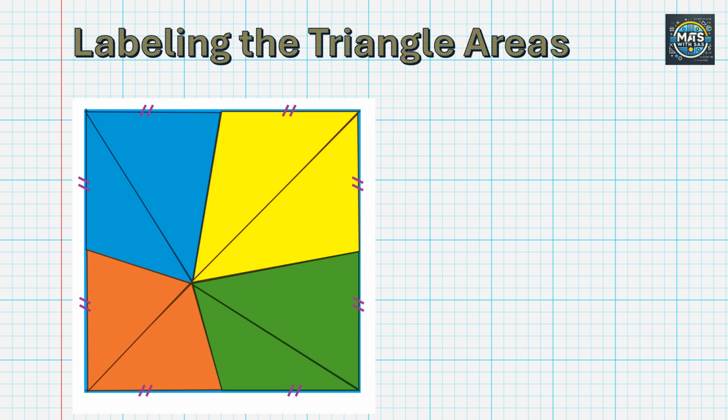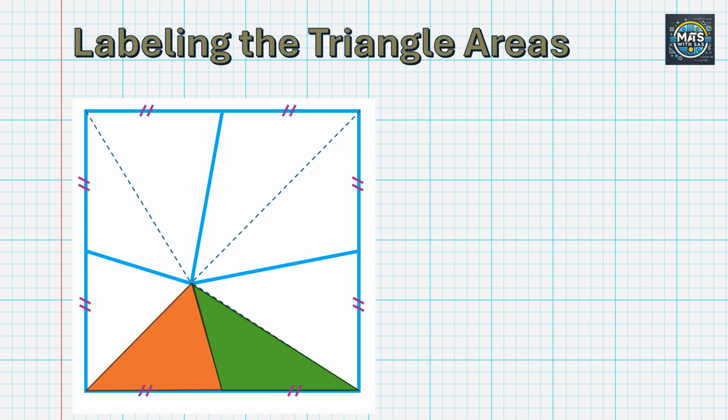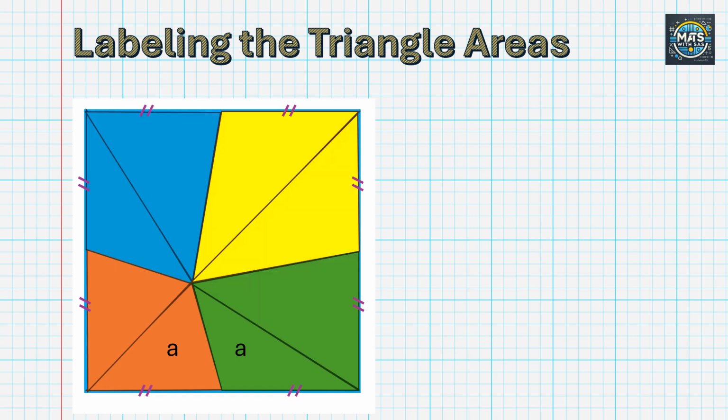Let's focus on the triangles along the bottom side of the square. These 2 triangles are divided at the midpoint of the base, so their bases are of equal length. Additionally, both triangles share the same height. Since they have equal bases and heights, their areas are equal. Let's denote this area as A. We'll repeat this process for the other 3 sides of the square.